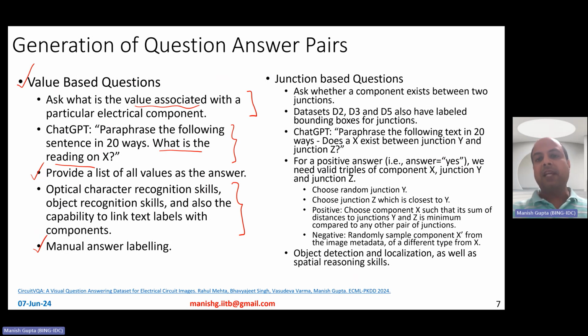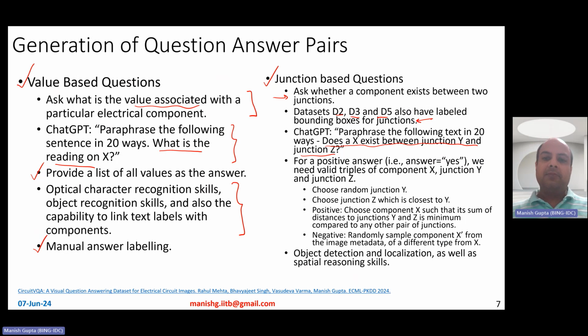The fourth type of questions are junction-based questions. These questions ask whether a component exists between 2 junctions. Data sets D2, D3, D5, fortunately, have labeled bounding boxes for junctions. So that helps us get the junctions. And then we use ChatGPT to paraphrase this template: Does a X exist between junction Y and junction Z?